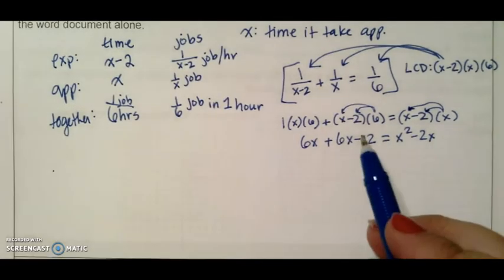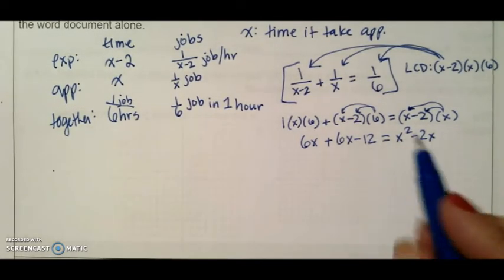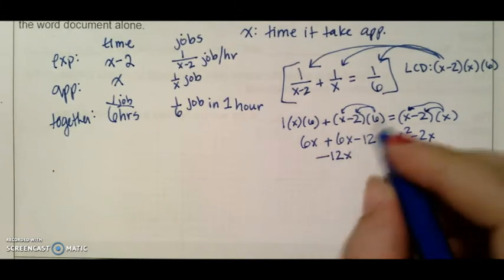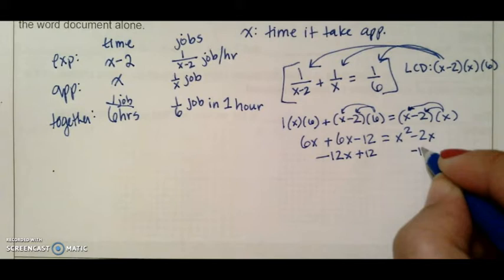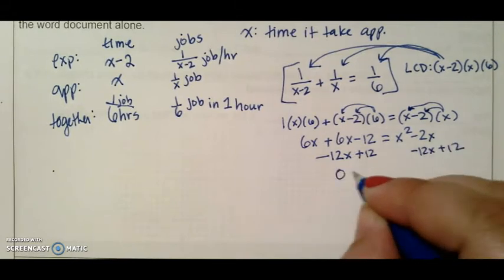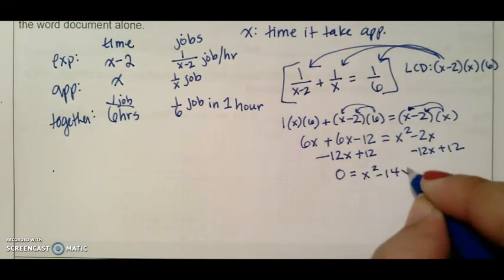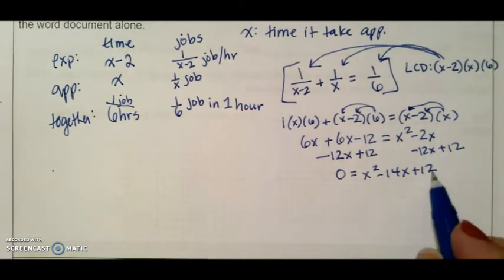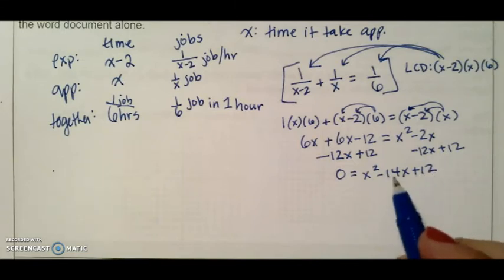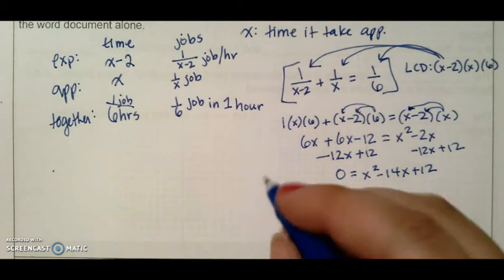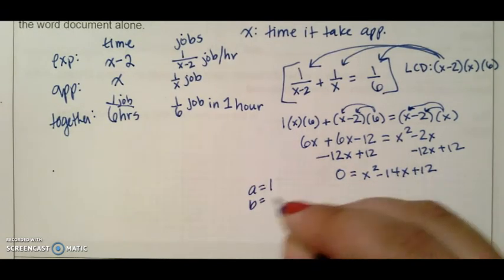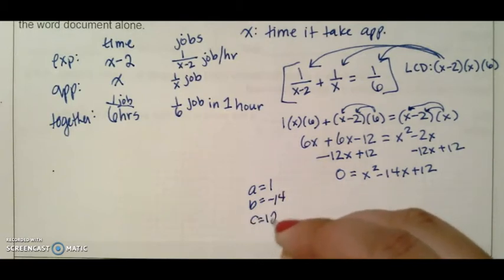Now in order to solve this, we need to set it equal to 0, so collecting all the like terms, I'm going to subtract 12X, because I have a 6X and another 6X, and add 12. So 0 equals X squared minus 14X plus 12. From here I could try factoring, but it's not going to work because I have no numbers that multiply to 12 and add to 14. So we can use the quadratic formula. A is 1, B is negative 14, and C is 12.